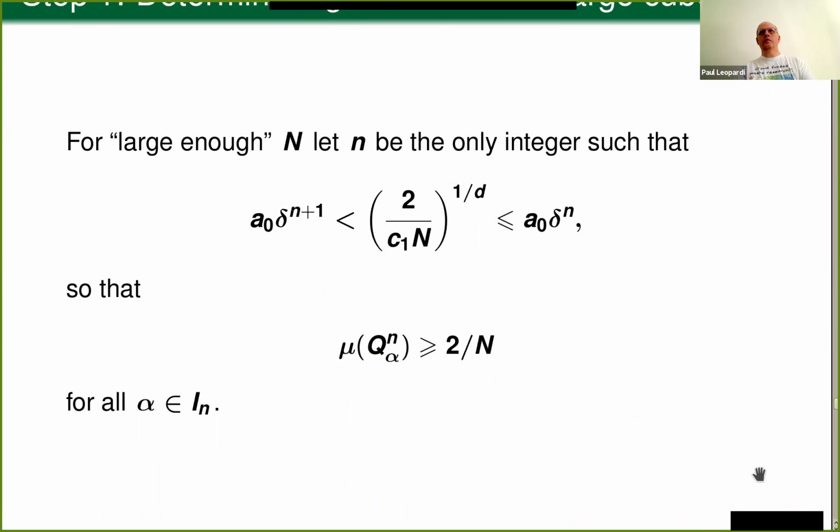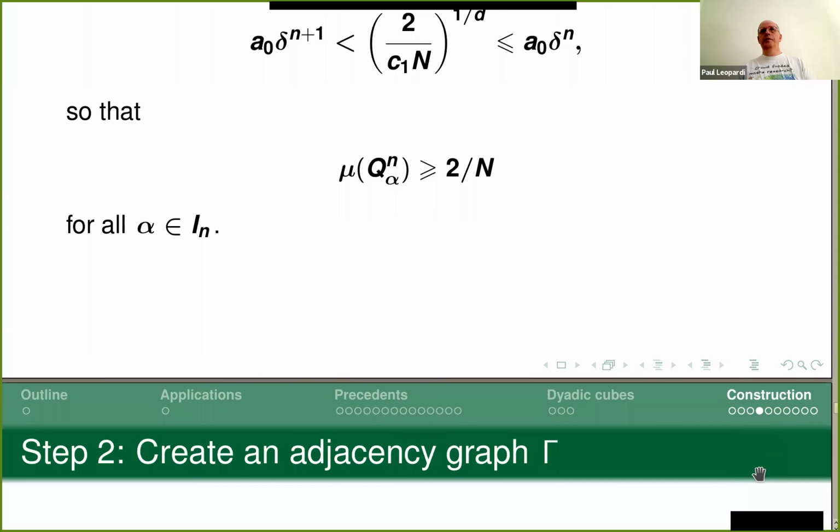So what we do is declare that we have capital N large enough that we can find a small n such that we have a generation of cubes such that the measure of each of the cubes is greater or equal to 2 on N. Which is similar to what we wound up having with respect to the Voronoi cells in the sphere argument.